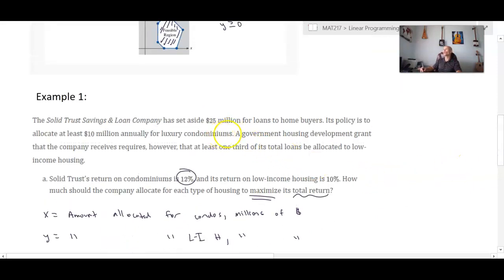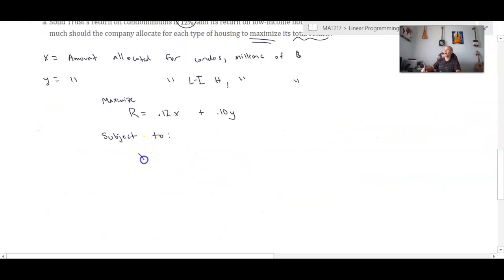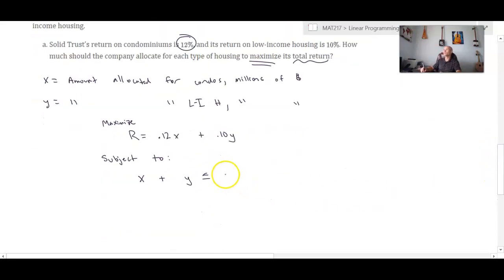We have $25 million for loans to home buyers. Okay, well, that means that X can't be bigger than 25 million, and Y can't be bigger than 25 million. And we don't necessarily need to give away every single dollar, because we may not have enough home buyers to which we could allocate all of this 25 million. So we're going to say that how much we allocate for condos and how much we allocate for low income housing has to be less than or equal to $25 million.